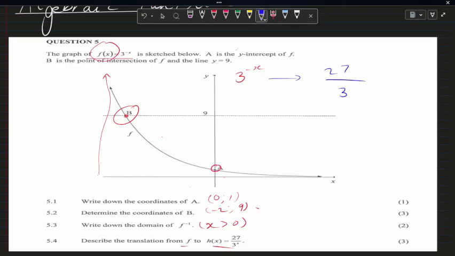Now, what we are looking for is how did this graph become that one? Okay, how did this graph change to become that one? Now, we are asking for an interpretation, like a geometric interpretation. That is, what happened to this guy to become that guy?